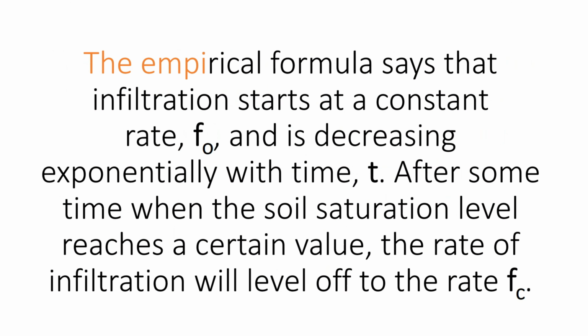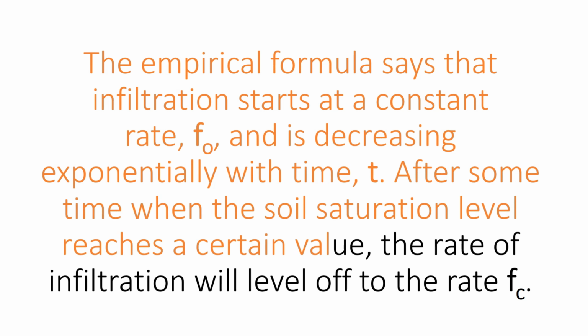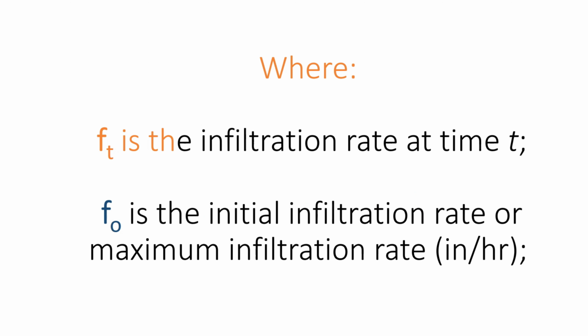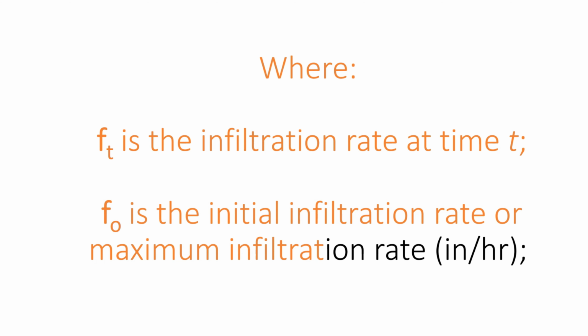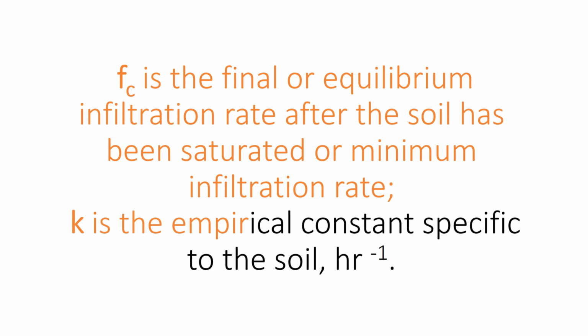It is an empirical formula that says that infiltration starts at a constant rate, f0, and decreases exponentially with time, t. After some time, when the soil saturation level reaches a certain value, the rate of infiltration will level off to the rate fc. The formula is, where ft is the infiltration rate at time t, f0 is the initial or maximum infiltration rate, in inches per hour. fc is the final or equilibrium infiltration rate after the soil has been saturated, or minimum infiltration rate. k is the empirical constant specific to the soil, per hour.